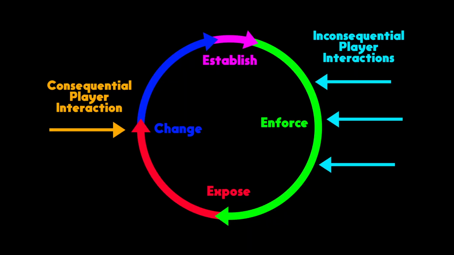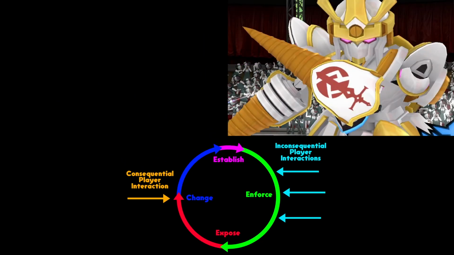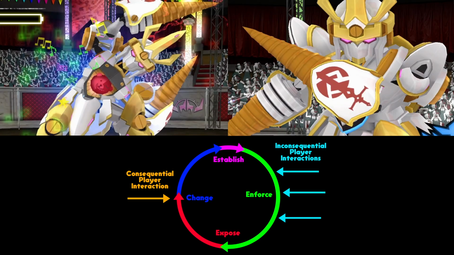The establish and enforce stage is their default defensive positions, while the expose and change stage is where they're susceptible to damage, or in this case, susceptible to positive effects as well. Once you have a character established and enforced, we can now use the player's expectations of that character to create a situation where the player can recognize this isn't usual behavior from them.